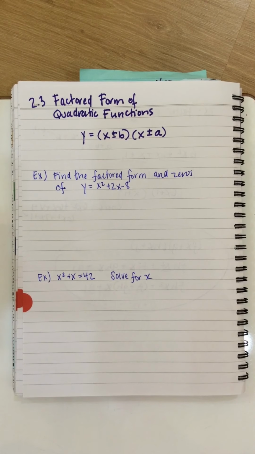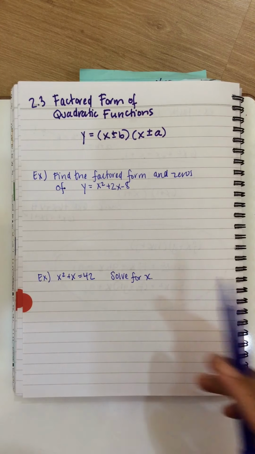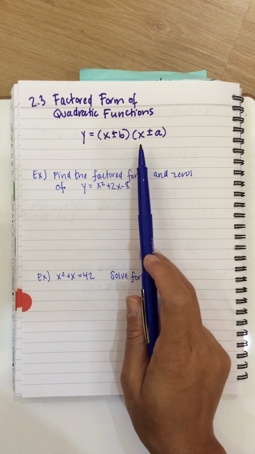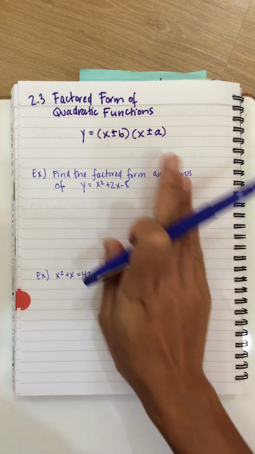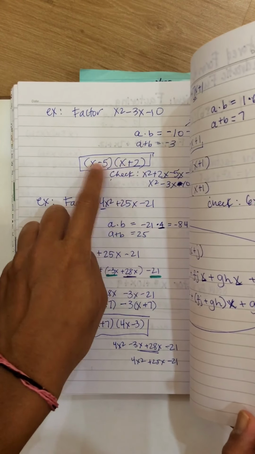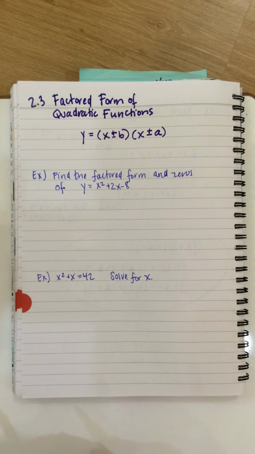Okay, so we took a little break from chapter 2 material to remember how to factor, because today we're learning about the factored form of quadratic functions. The factored form is y equals (x plus or minus b) times (x plus or minus a), basically what we were working with before. It's standard form that's been factored out. So that's what we're doing today, okay?